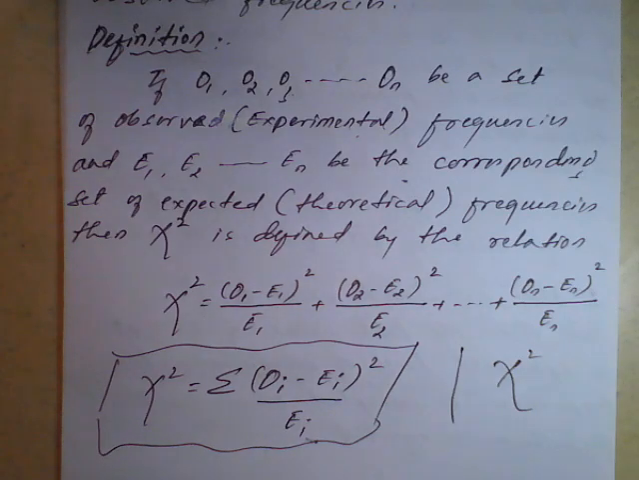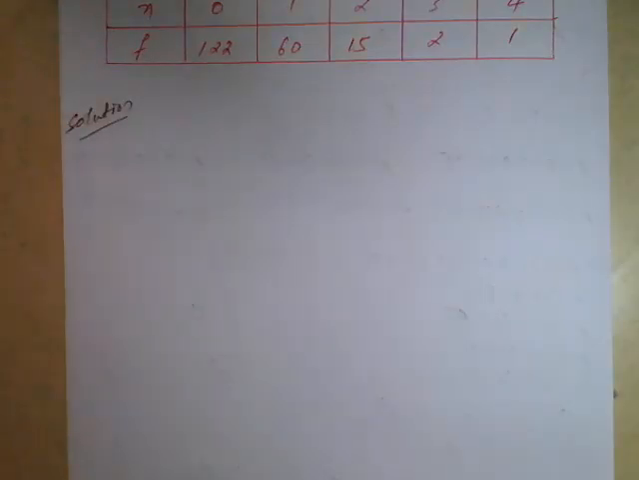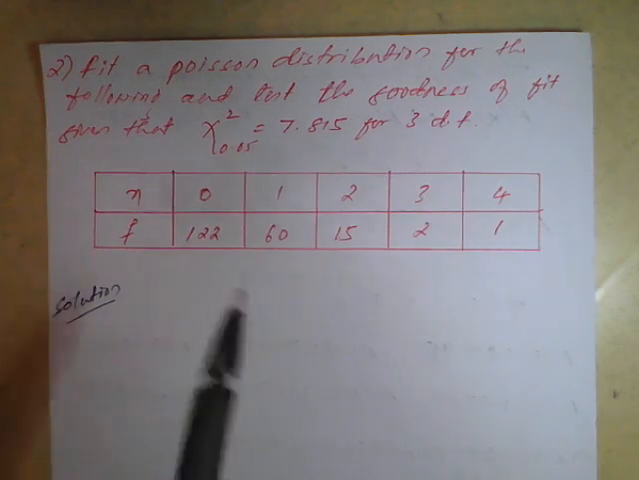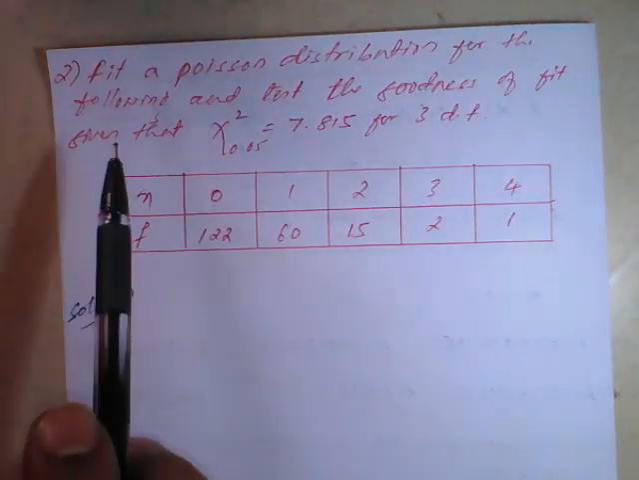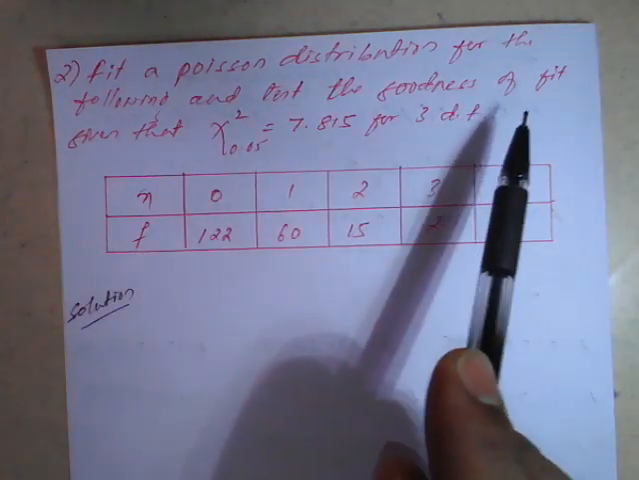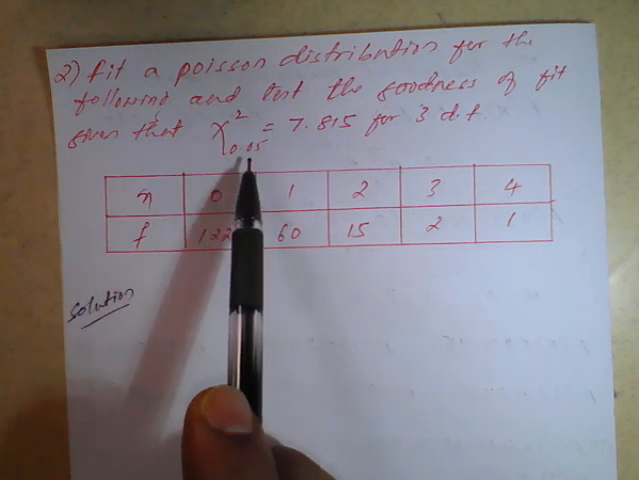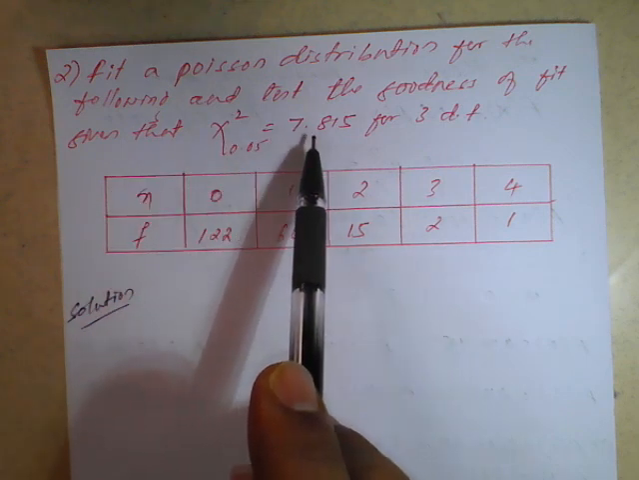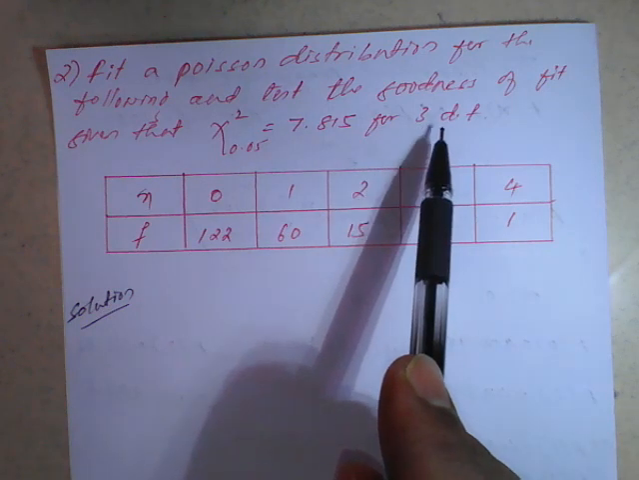So in today's class, we'll again continue the example based on chi-square distribution by using Poisson distribution. And as we know, the chi-square is given by summation of (Oi minus Ei) whole square upon Ei, where O is nothing but the observed frequency and E is the theoretical or expected frequency. Fine. So the example is: fit a Poisson distribution for the following data. Test the goodness of fit given that chi-square of 0.05 is equal to 7.815 for degree of freedom 3.